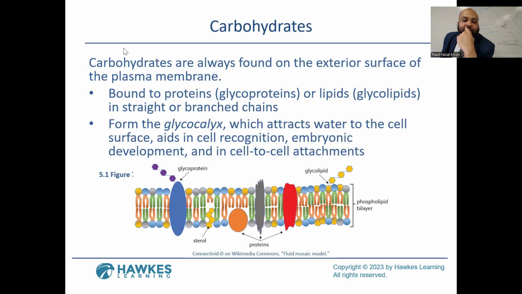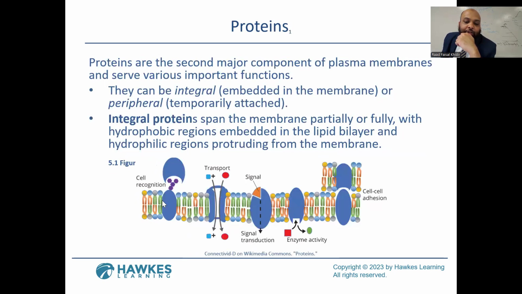Also, carbohydrates are found on the plasma membrane. So we don't only have phospholipids. What is the major component of our plasma membrane? Our plasma membrane is made up of what more than anything else? It's made up of phospholipids. If you look at this structure, do you see more phospholipids or do you see more proteins?